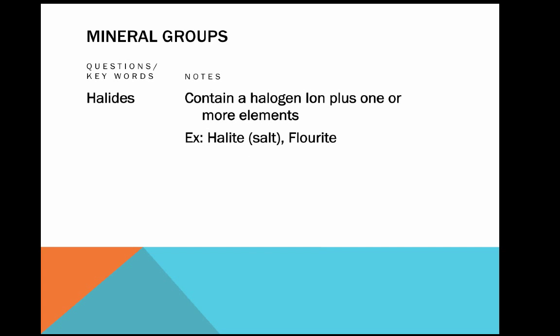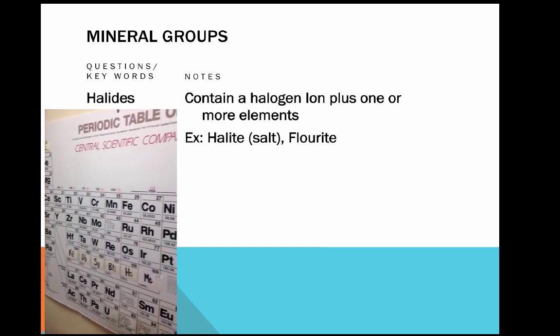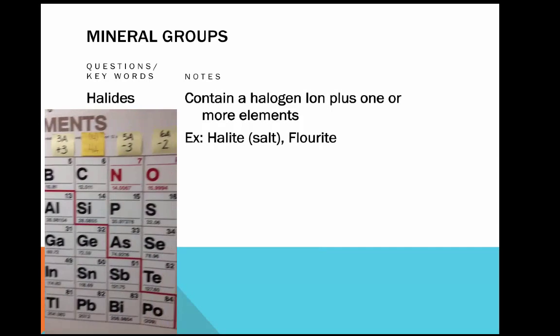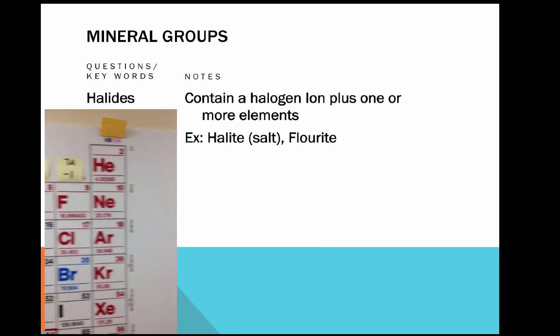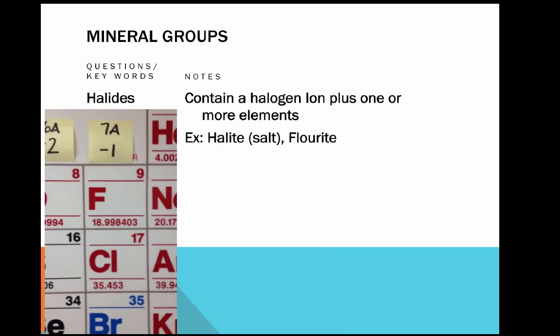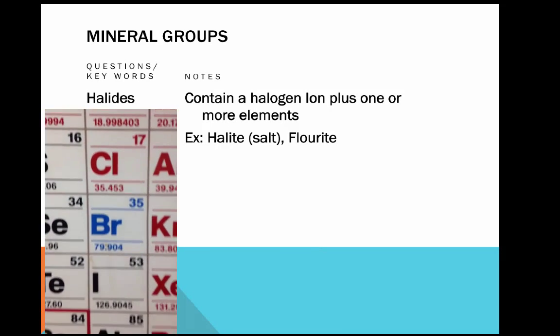Halides. A halide is going to be a halogen ion plus 1 or more elements. So a word we haven't really talked about in here is halides. So our halides are going to be this row right here on the periodic table, 7A, which includes fluorine, chlorine, bromine, iodine, and 1 other element. And an ion just means it's going to have a negative charge.